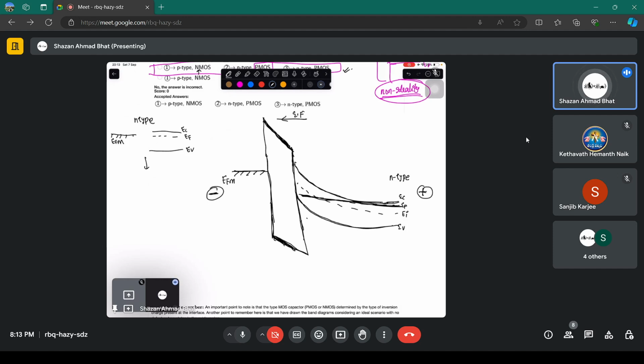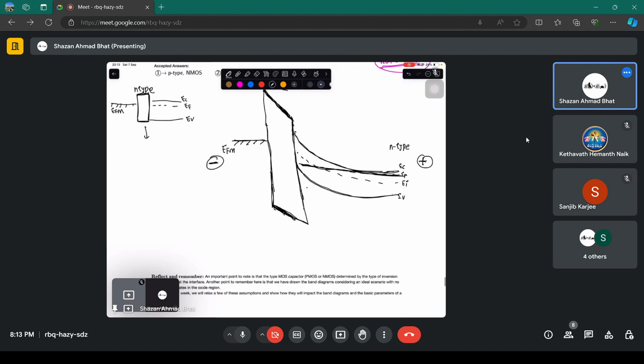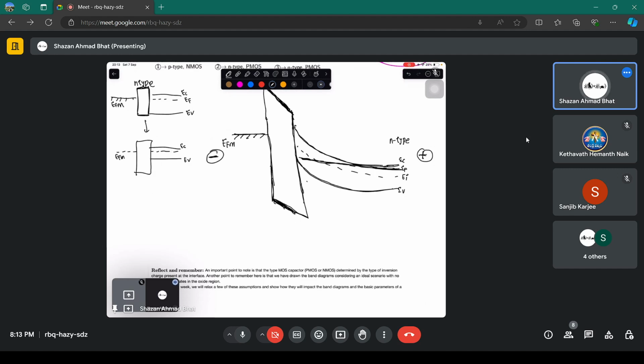You join it and you have oxide between. Don't forget the oxide, otherwise it will form a short. When you connect it, everything will be flat under equilibrium. Just connecting it. Done. Apply the voltage. How do you apply the voltage?